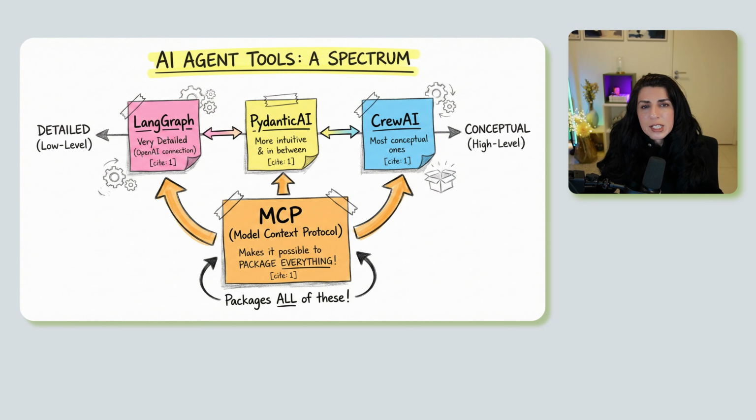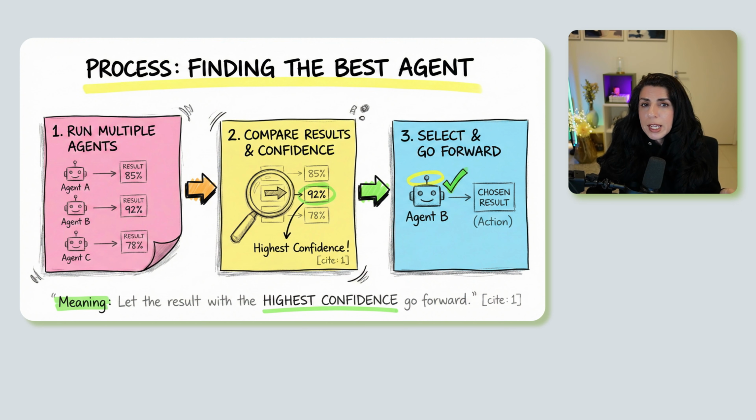So LangGraph is very detailed. OpenAI and PydanticAI are more intuitive and in between. And CrewAI is the most conceptual one. And MCP makes it possible to package everything. You can also compare your agents and then find the best agent and let the result with the highest confidence go forward. So now you know how to build production AI agents with that 5-step system.